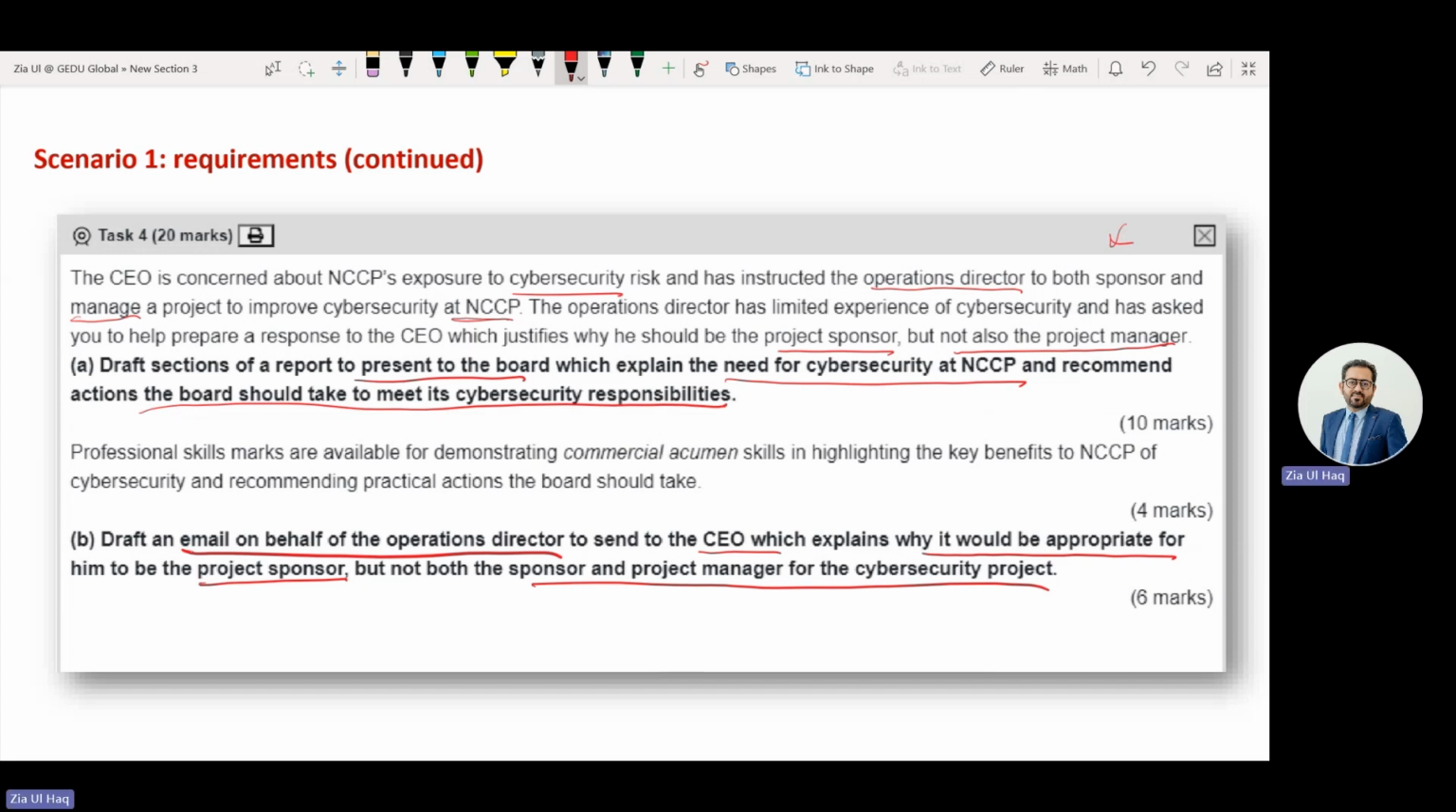You need to write from the operation director. He needs to send it to the CEO. So while writing, think you are the operation director now. How many marks? 6 marks.